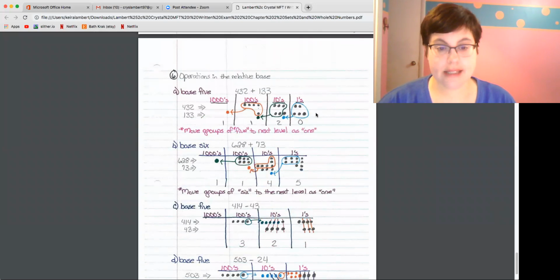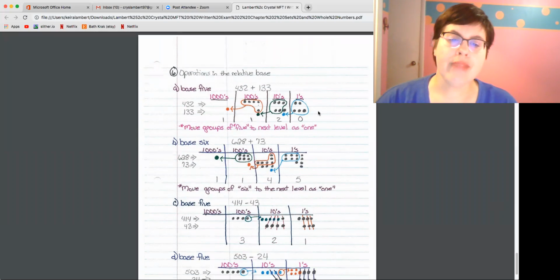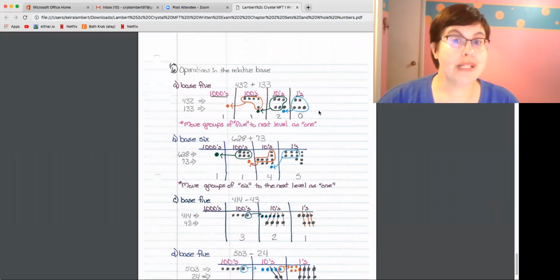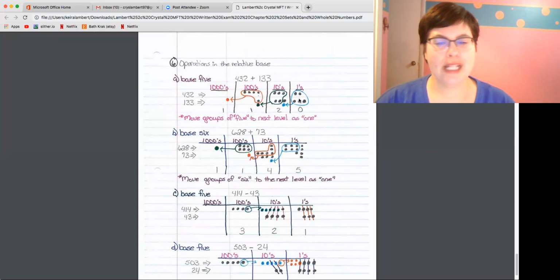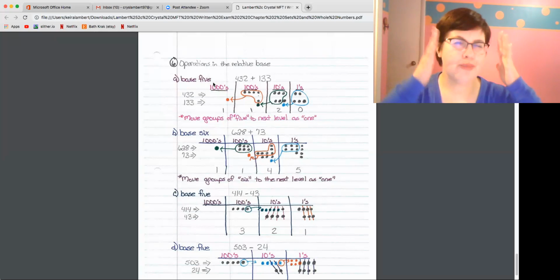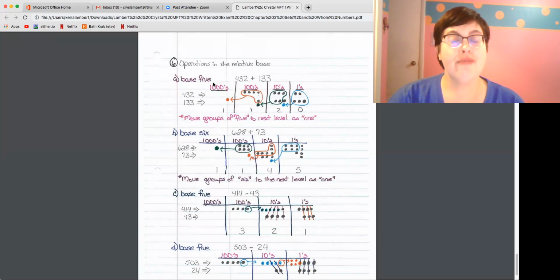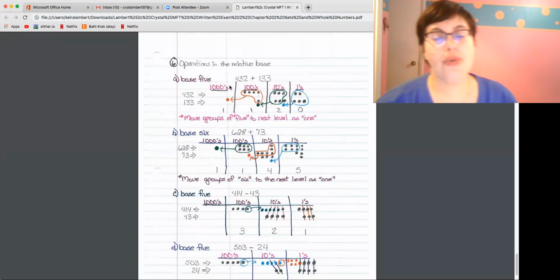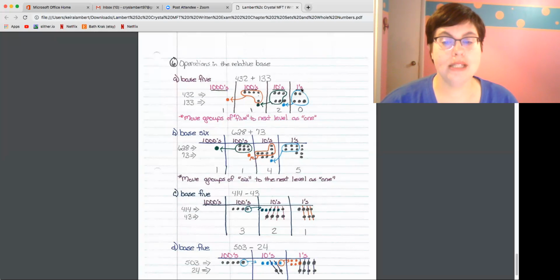In problem 6, this is operations in the relative base. And this is pretty simple. It looks like a lot, but it's good. They're going to get it. So base 5, what that means is think groups of 5. Anytime there are 5 or more, we're going to group it as 1 and move it up to the next level. So think we have columns, the ones place, tens place, hundreds place, thousands place.